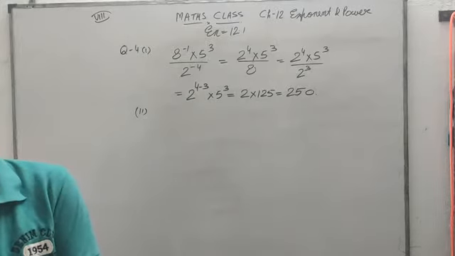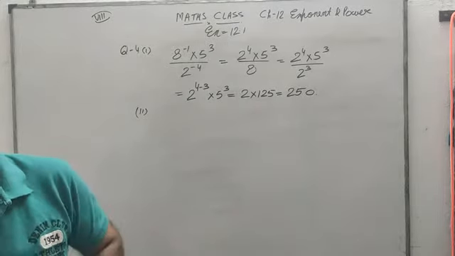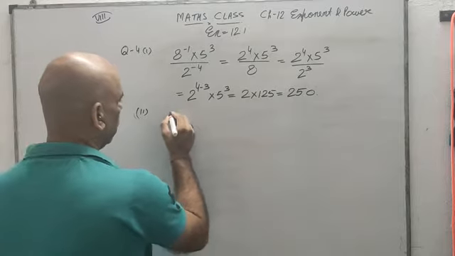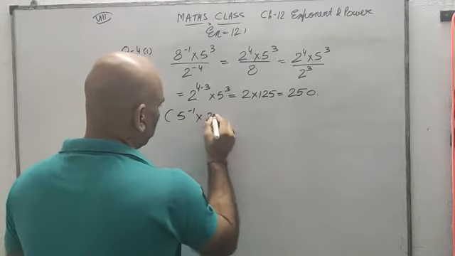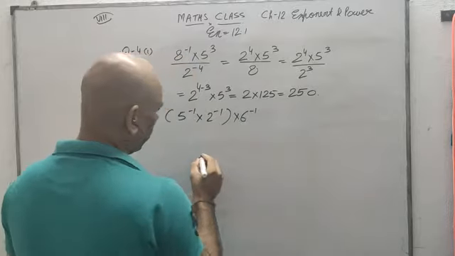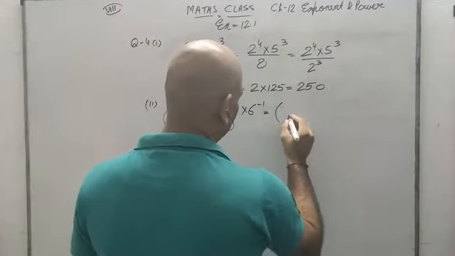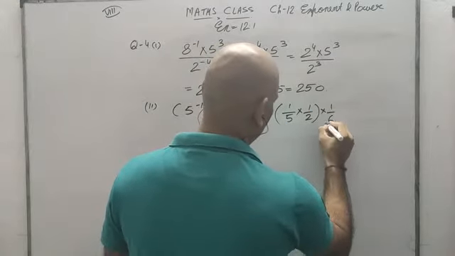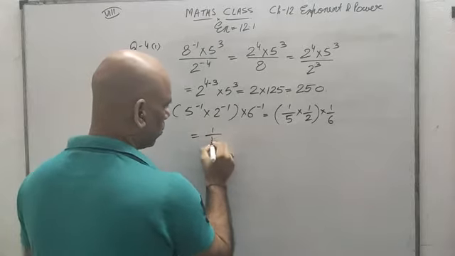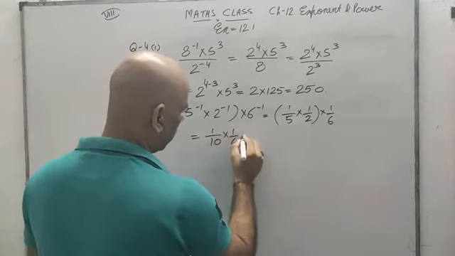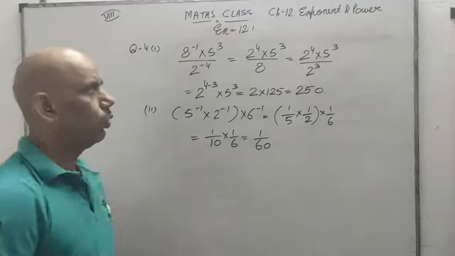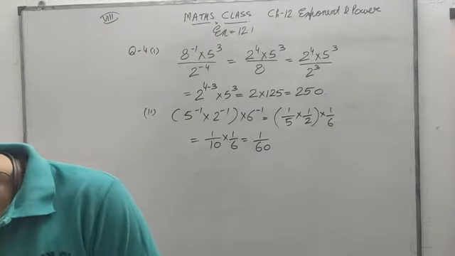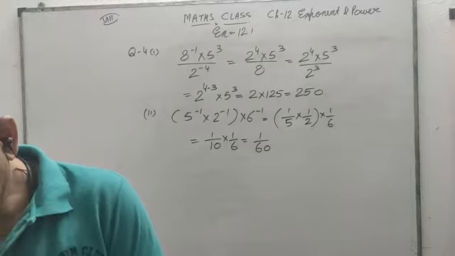Now the same way we are having question number 4 part 2, 5 to the power minus 1 multiplied by 2 to the power minus 1 multiplied by 6 to the power minus 1. So all the negative exponents will be made positive. So it will be 1 by 5 multiplied by 1 by 2 multiplied by 1 by 6. If I solve the bracket first, I will get 1 by 10 into 1 by 6, and in the end I will get 1 by 60. So this way, this will be the solution for part second of question number 4.